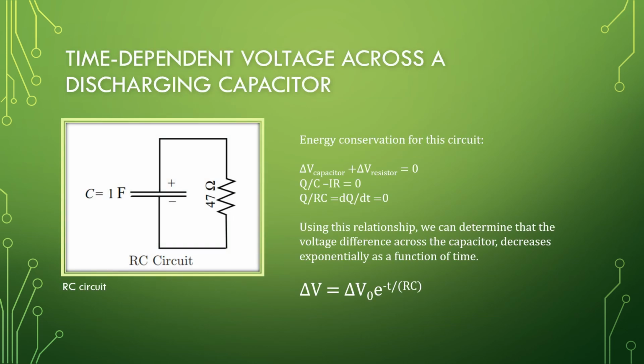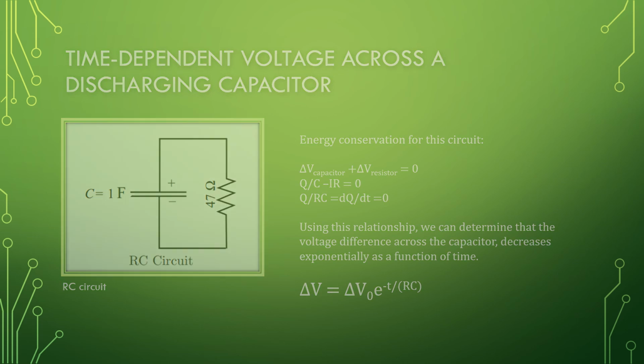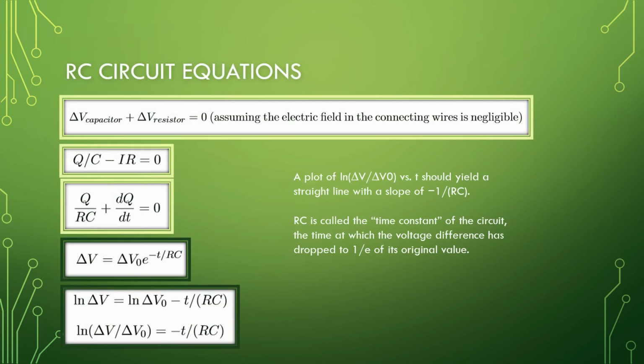Using energy conservation for the circuit, we can find the time to decay the voltage across a discharging capacitor. The relationship for the change in voltage is the initial voltage times e to the negative t over RC, or over the time constant. We change the energy conservation equation to become a function of time, and then make this function of time a logarithmic relationship. We find that the natural log of delta V over delta V naught versus time yields a straight line with a slope of negative 1 over the time constant.